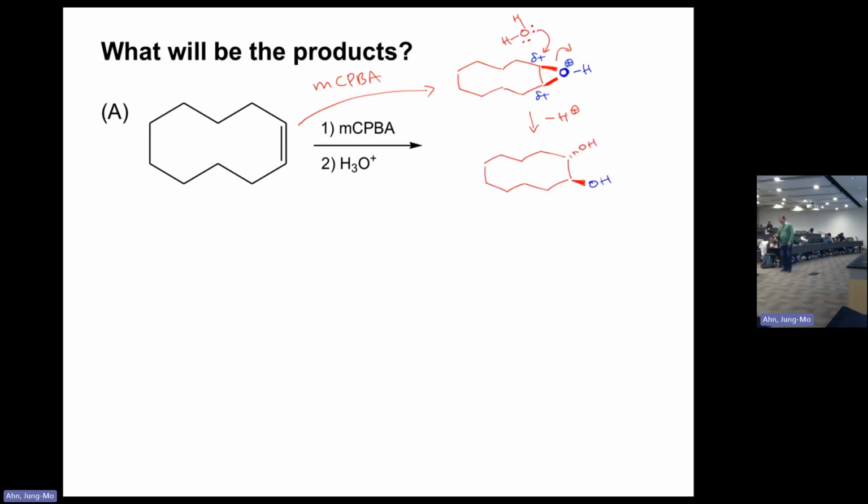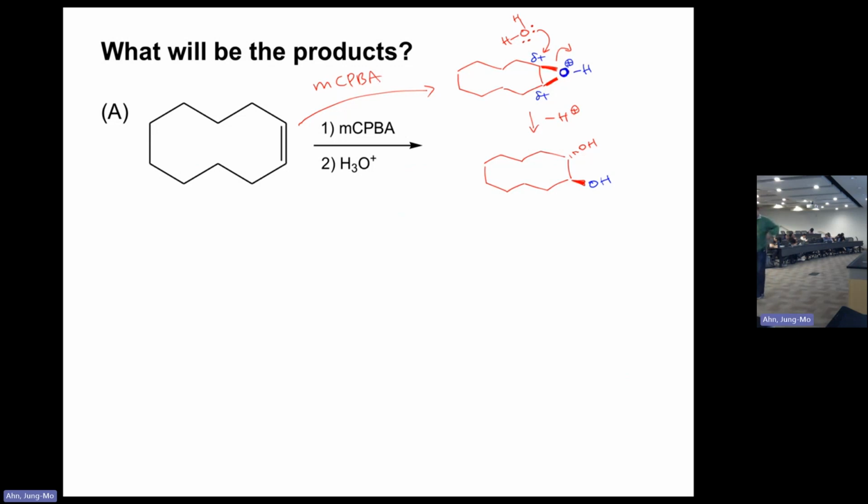But the water is going to attack from the backside, not from where the epoxide is formed. It's the opposite side from where the epoxide is. So since we make the epoxide on the top side, water attacks from the bottom side. That makes a trans diol. If the epoxide is sitting on the bottom, water is going to attack the top side, so you're going to get enantiomers. But still, you're going to get the trans diol. So as long as you make the trans, you will get the correct answer.